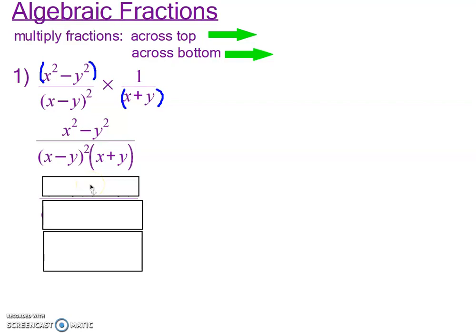Our next step, once we multiply straight across the top and straight across the bottom, is to look to see if you can factor the numerators or denominators. This numerator right here, two terms, can't pull out anything. It's separated by a minus sign. It looks like a difference of squares. Difference of squares factors into two parentheses, x plus y, x minus y.